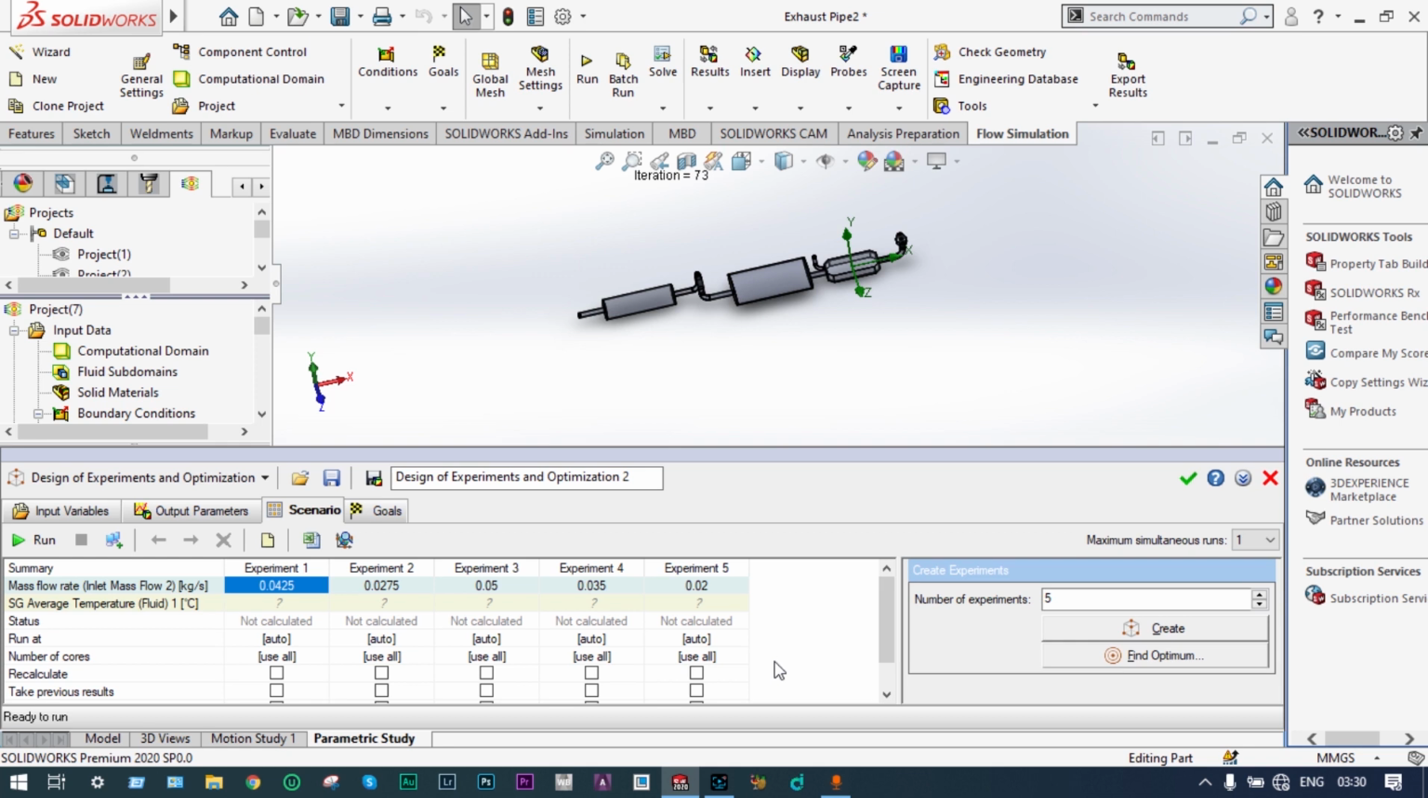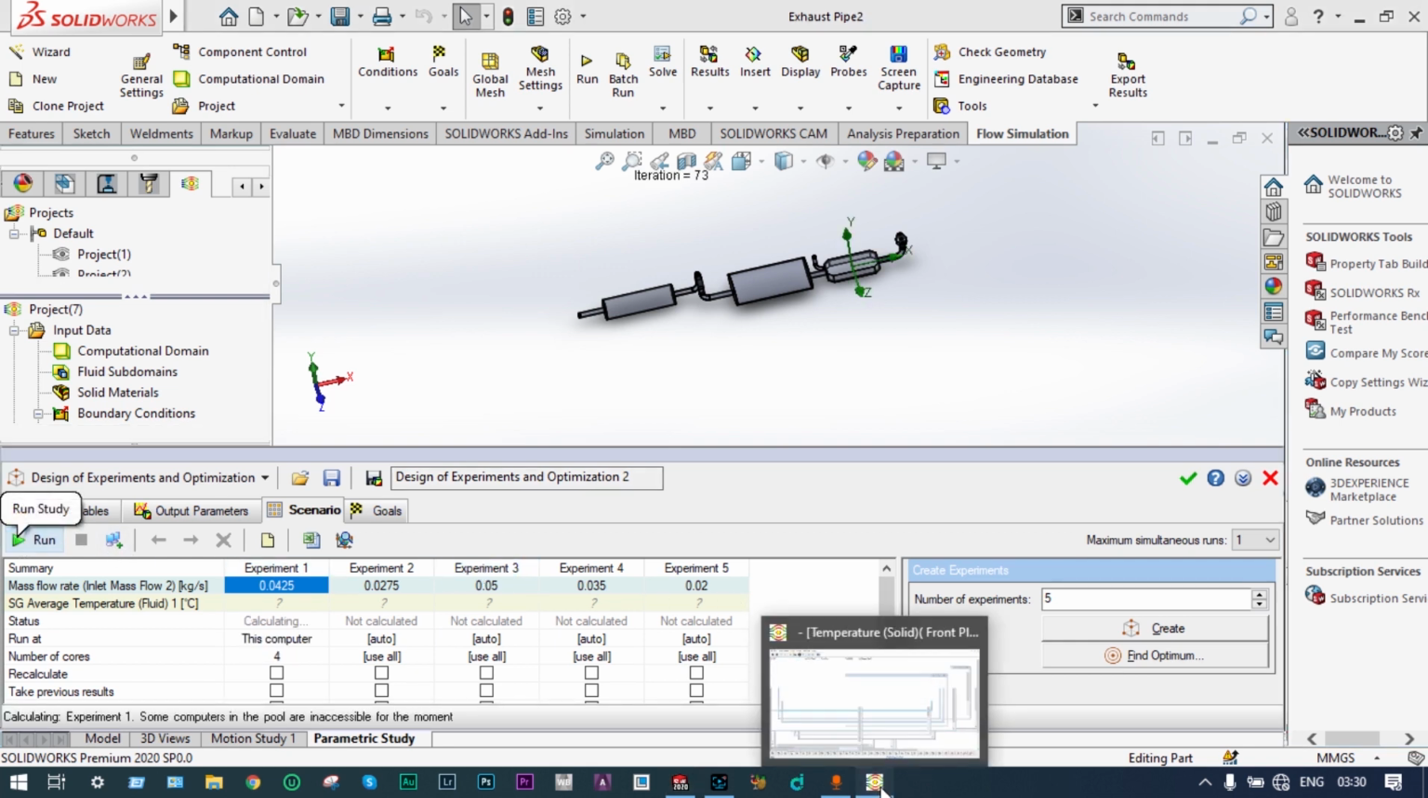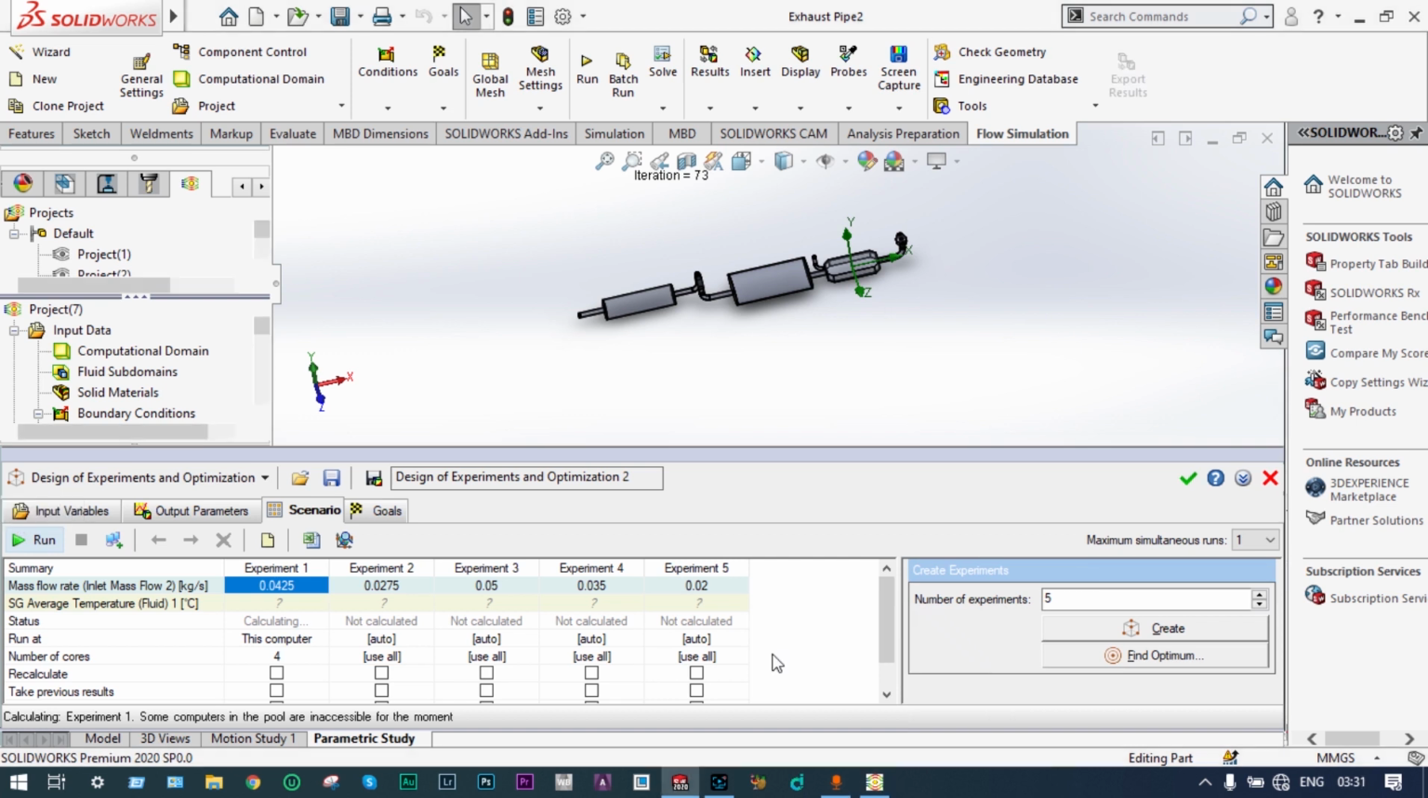Let's run this one and see, at these specific mass flow rates, what the different temperatures are at the exit location. So run it. The solve window has already started iterations. You can see the first experiment has already started. It will take some time to get all the experiments completed. Whenever it is finished, we'll see the results and go for analysis.